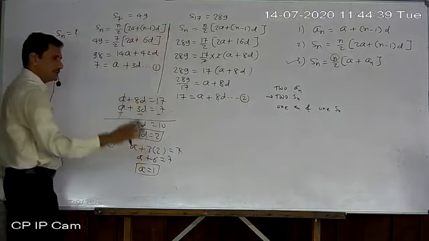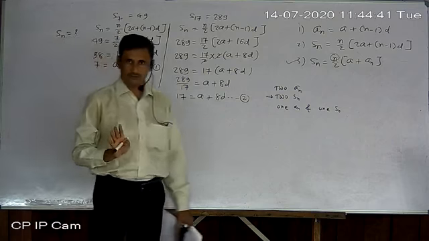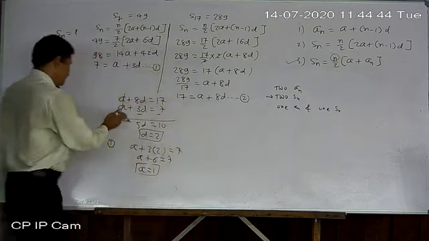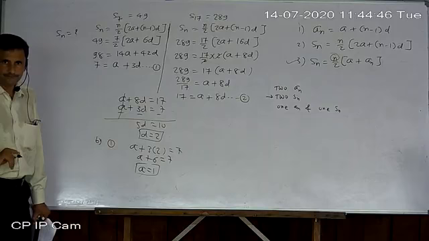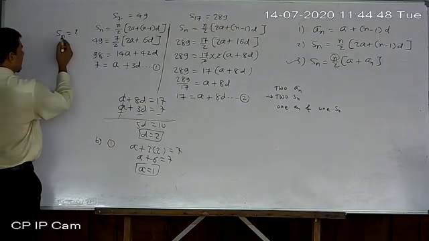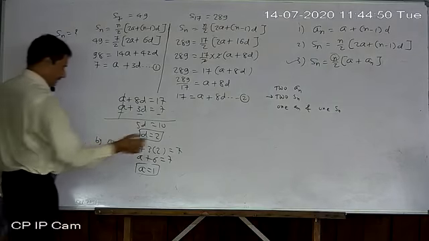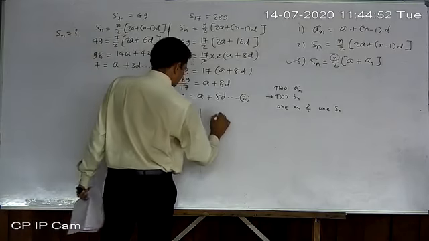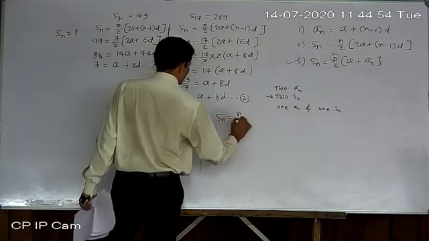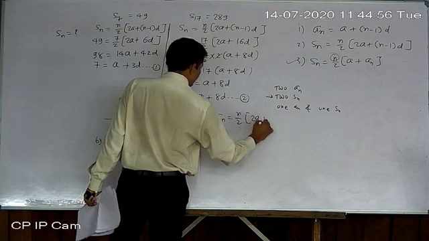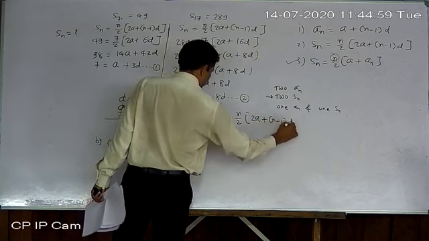Sn is given, so I used Sn's formula. How to solve equation that you know very well, because we practiced many sums in exercise 5.2 also. Now they are asking Sn. So I am writing here Sn equal to n by 2, 2a plus n minus 1 d.